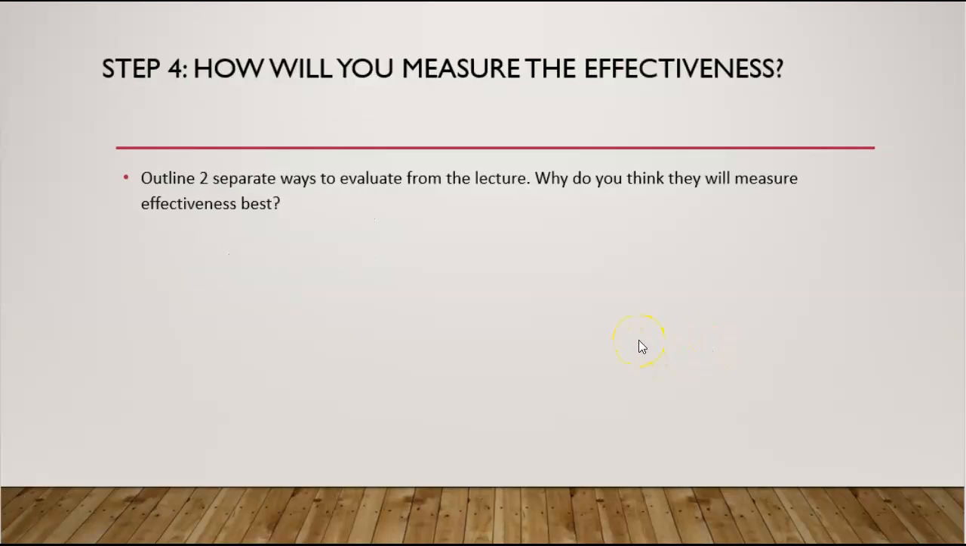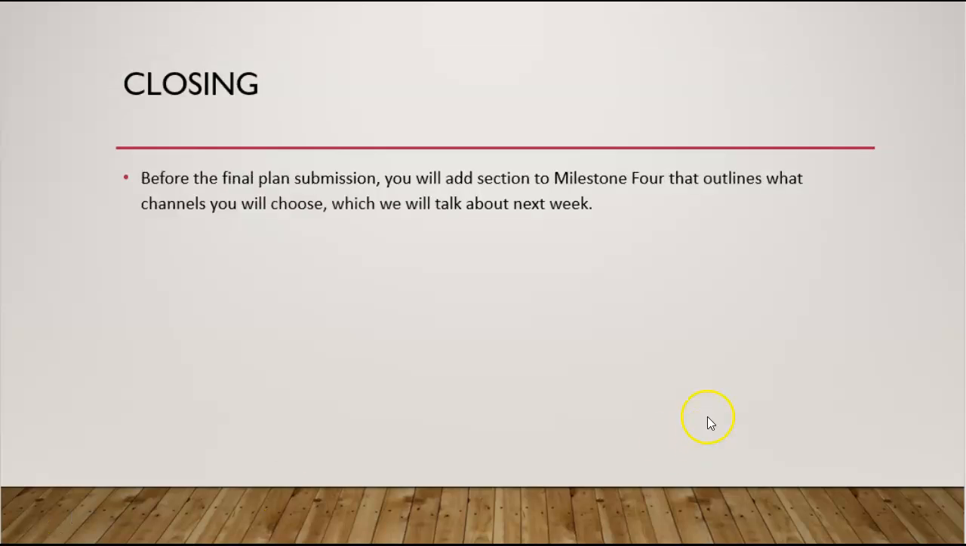And then the last thing you have to do is make a determination how you're going to measure the effectiveness of your advertising. Several options or ways of going about doing that were outlined in the micro lecture this week. Just pick two. You could very potentially do more than that, but just pick two and give your reasons why you think they would best measure your effectiveness, and outline those in your milestone.